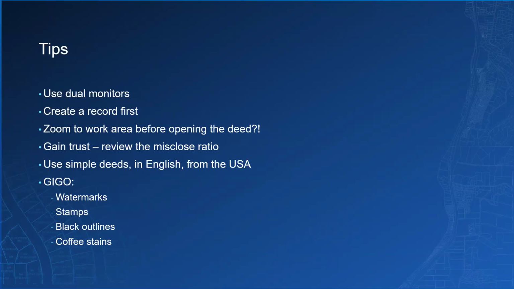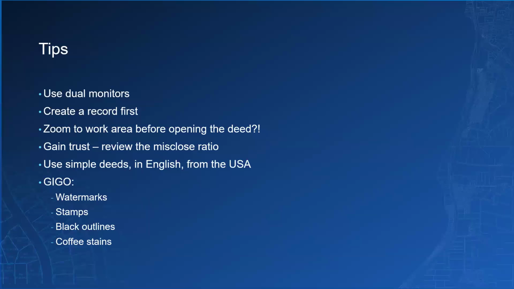In order to gain trust that COGO Reader does the right thing, look at the misclose ratio. It's really obvious when you get a misclose of 1:1, 1:4 that something went wrong. Start with simple deeds in English from the US, and GIGO just stands for garbage in, garbage out. Anything that is garbage in the source documents, so to speak, from an OCR perspective can cause issues. We are trying to do a better job with those, but we know that watermarks, especially the watermarks that have an outline, let's say it says draft, but it doesn't say draft with a fill, it just has an outline, can cause a lot of issues.